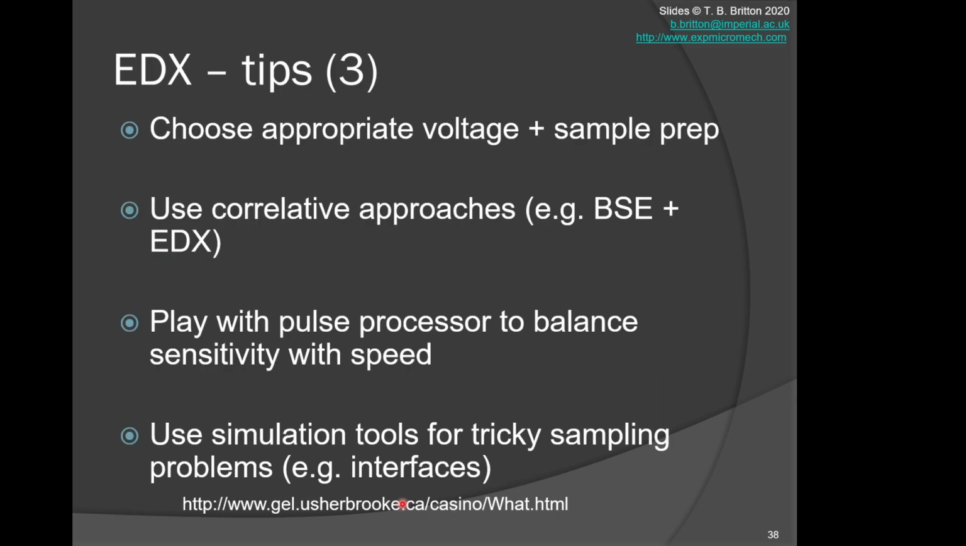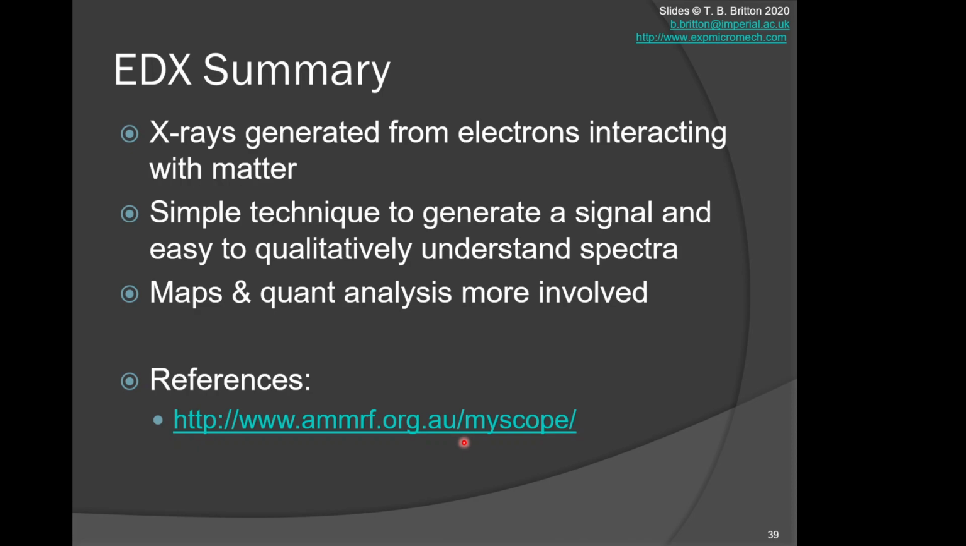Importantly, we've seen you need to choose an appropriate voltage and sample preparation route to show the data that you want to know. In order for you to get the most of this, you can use correlative approaches to effectively down select what you want to analyze, so choose different regions that have different backscatter colors before going to EDX. You want to do an experiment to optimize the pulse processor to get the data as quickly as possible, but with the precision that you need. If you have tricky problems, do simulations. So one example is using the CASINO algorithm and software. Relatively easy to use. I can run it myself very quickly. This is important for things like interfaces or small precipitates in materials.